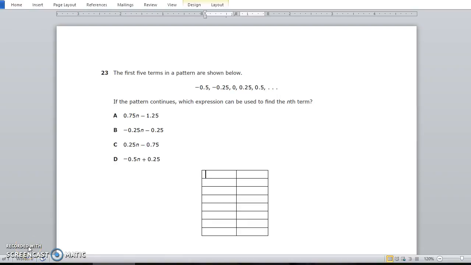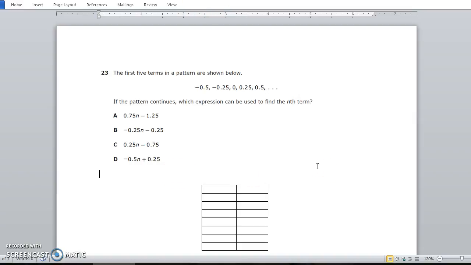All right, question 23. The first five terms in a pattern are shown below: negative 0.5, negative 0.25, 0, 0.25, and 0.5. If this pattern continues, which expression can be used to find the nth term?